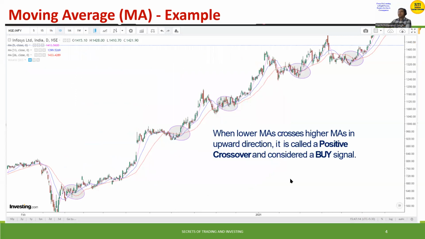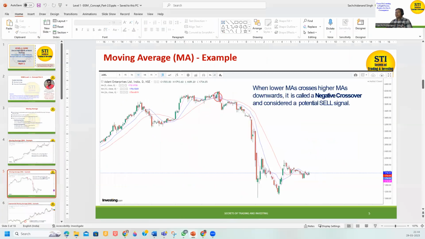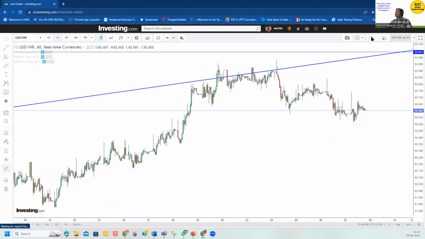Some examples of moving average. This is the example of Infosys Limited, where moving averages of 5, 13, and 26 are displayed. Before moving further, let me quickly show you how to add this moving average. Let me open any chart, and here I'm selecting Infosys.